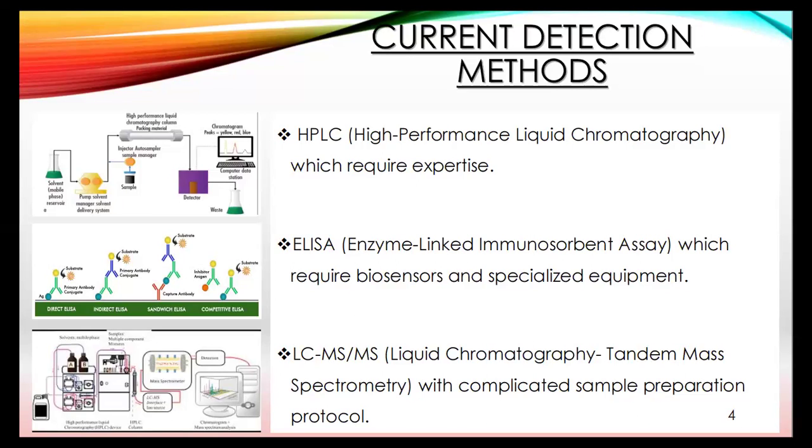We also have the ELISA, enzyme linked immunosorbent assay, which requires biosensors and specialized equipment. These specialized equipment are quite expensive and are not accessible to low budget clinics. We have liquid chromatography tandem mass spectrometry, which is complicated. It has a complicated sample preparation protocol. It is not easy and requires large expertise, which a lot of biologists do not have.